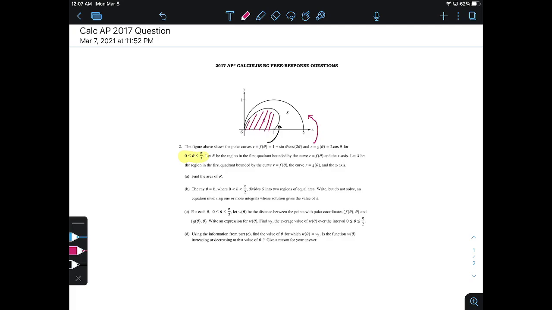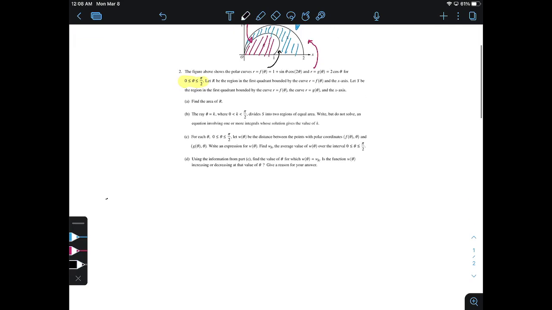And then let S be the region bounded by the curves f of theta and g of theta, and the x-axis of course, which would be this region. It's not to be confused with this and this region we just highlighted. Okay, so first, we'll just say S and R. Firstly, we need to find the area of R. We're also going to note that this is a calculator question. We need a calculator for this, so I have my calculator here.